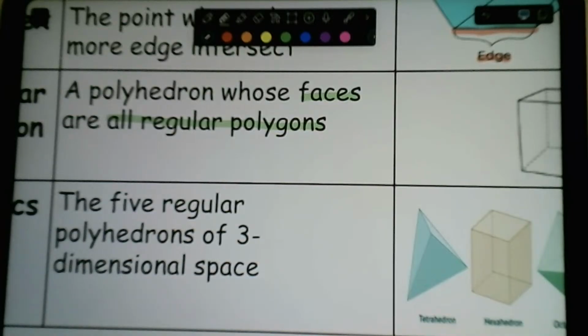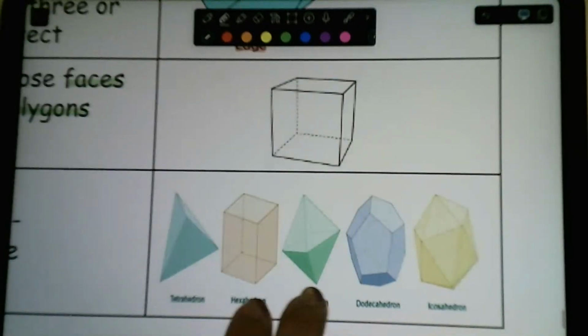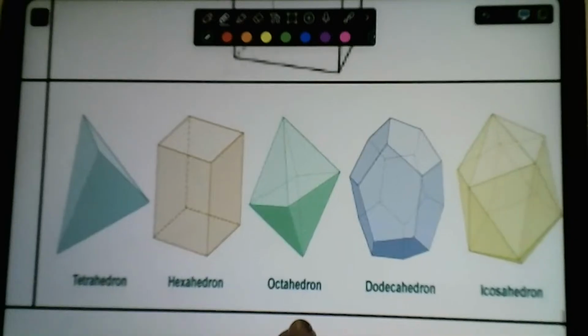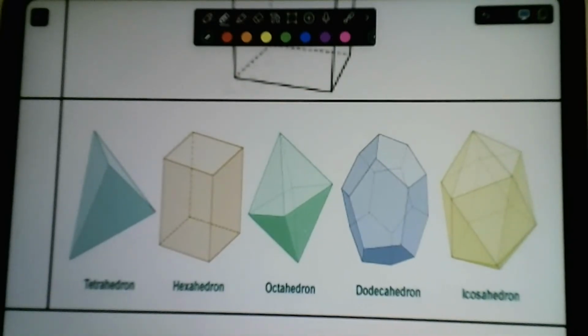In 3-dimensional space, there's only 5 regular polyhedrons. There's the tetrahedron with 4 sides, tetra meaning 4, hexahedron, or the cube, 6 sides, the octahedron with 8 sides. It's like 2 pyramids stuck together at the bottoms. A dodecahedron with 12 sides, and an icosahedron, bless you, with 20 sides. She's allergic to dodecahedrons.